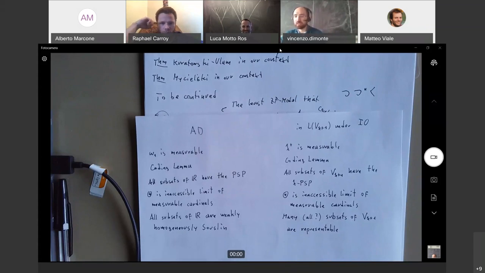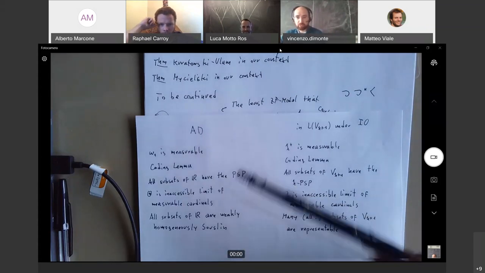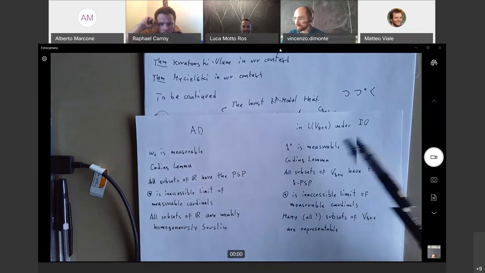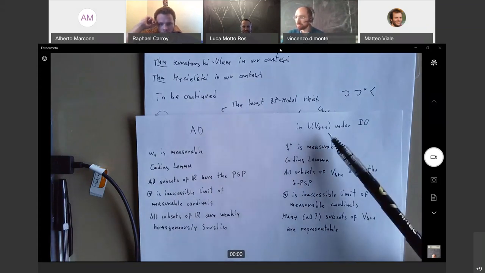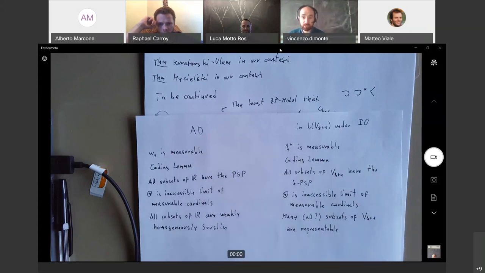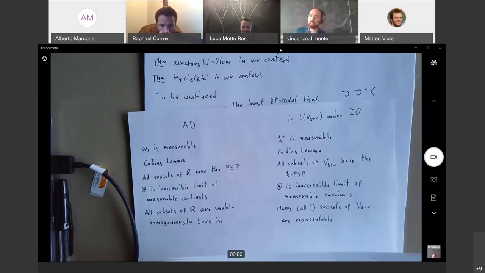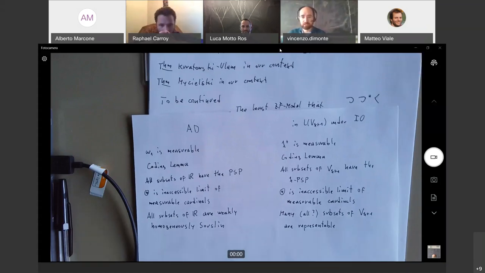So for example, under the axiom of determinacy, omega_1 is measurable. Well, in L(V_{lambda+1}), under I0, lambda^+ is measurable. So these are additional similarities. So if we do not have both, we have the similarities we've seen before. But if we add on one hand the determinacy, and on the other hand I0, we have these similarities.